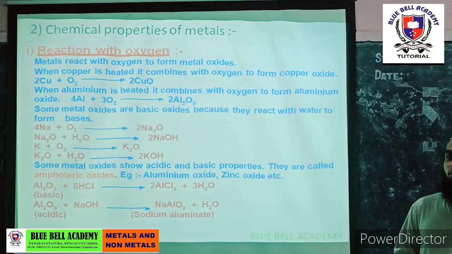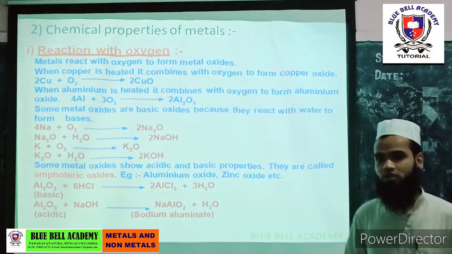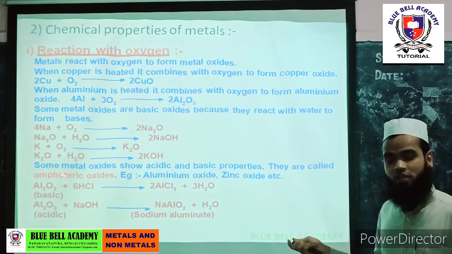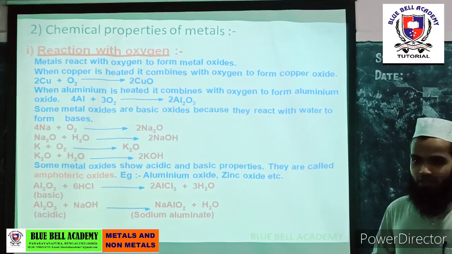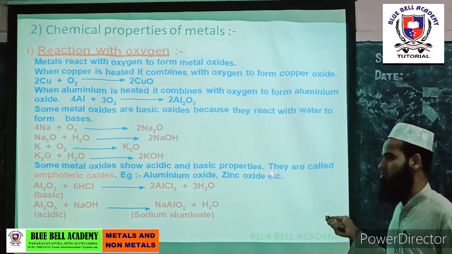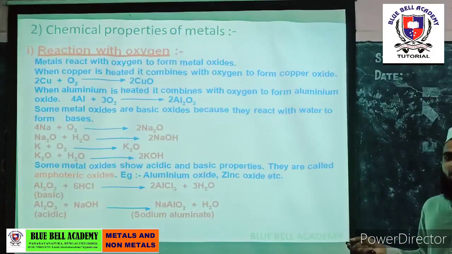This question has already appeared in your midterm paper. What do you mean by an amphoteric oxide? Give an example. There are some metallic oxides which show the properties of both acid as well as base.